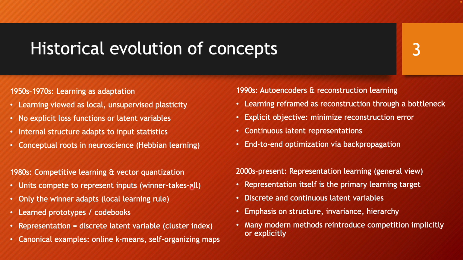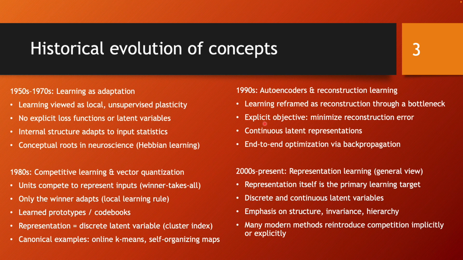Canonical examples that we are going to discuss in this module are online k-means and self-organizing maps. Now, later on in the 1990s, this idea was extended to thinking about, rather than this sort of discrete latent variables, the idea that latent variables could be, in fact, continuous variables, continuous representations. And the idea of learning was thought of in a wider sense as a reconstruction through some sort of a bottleneck, and we will see details in this module what this bottleneck really means.